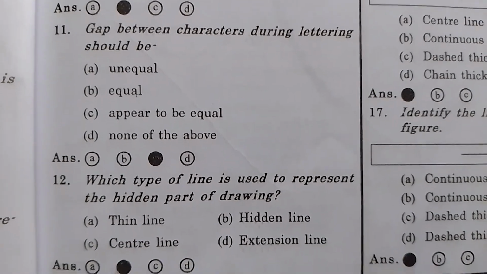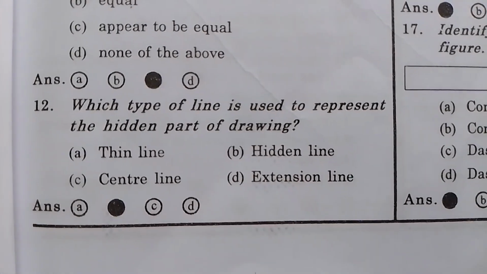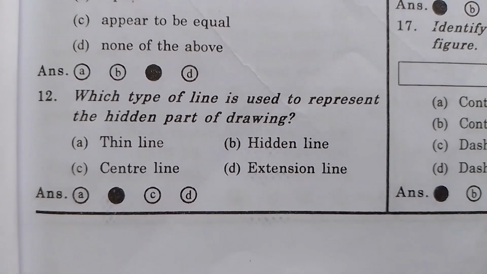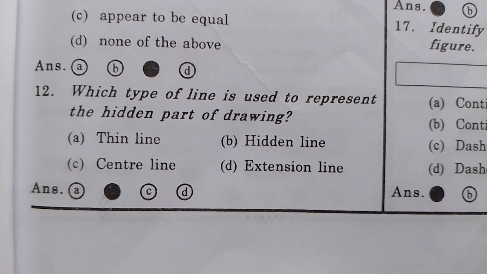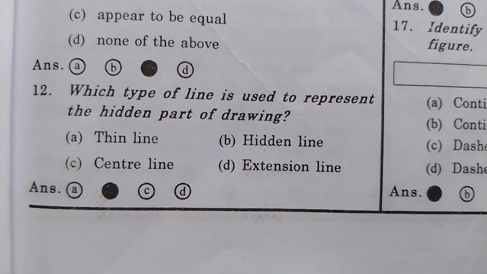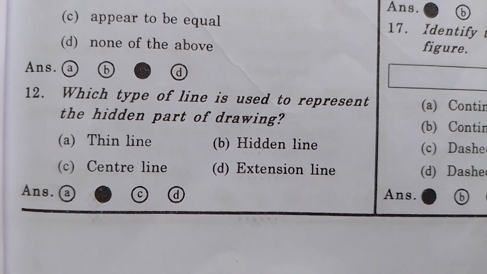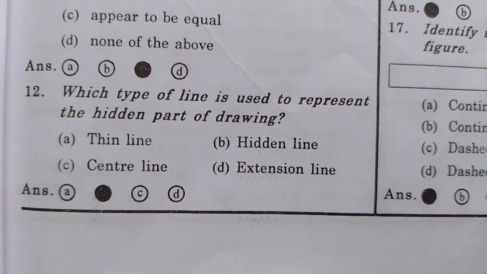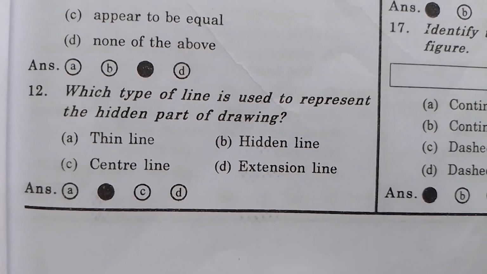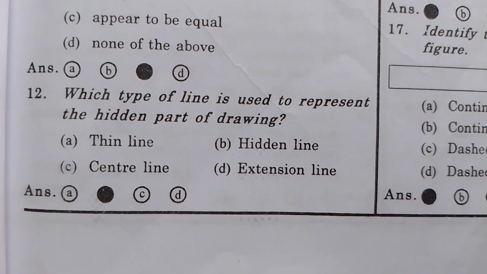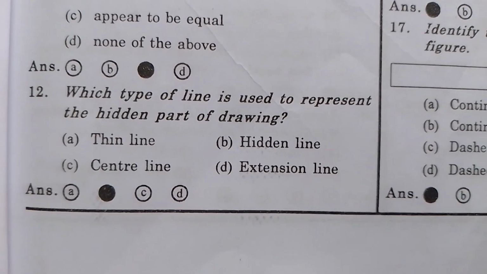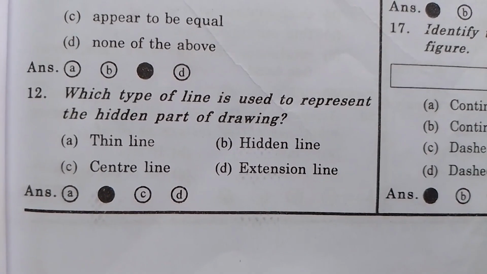Now move on to question number 12. Now we are in a hurry. Which type of line is used to represent the hidden part of the drawing? Hidden lines I have already discussed. The dotted line or hidden line or medium line drawn by 2H pencil. So option B is the correct answer, hidden line.